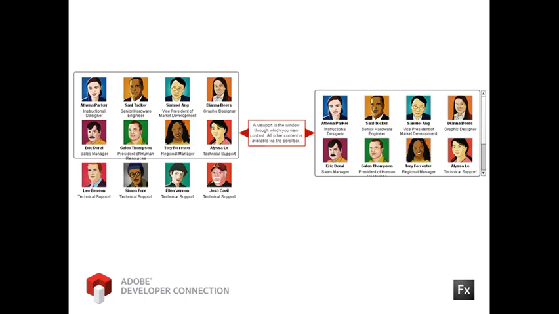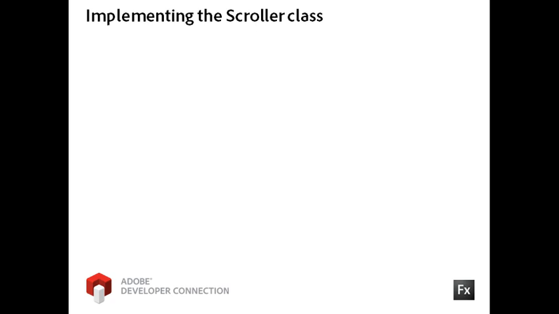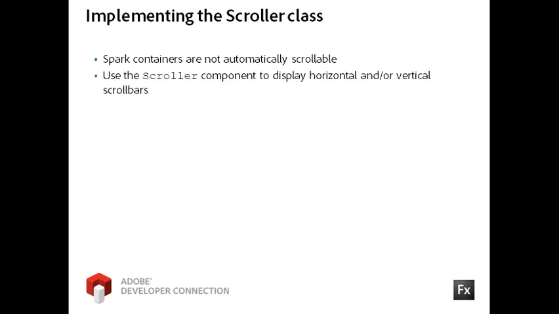The left side of this schematic illustrates some employee content and a possible viewport in gray for that content. The right side of this schematic shows the implemented viewport with a vertical scroll bar. You may have noticed that the Spark containers are not automatically scrollable. You must use the Spark Scroller component to display horizontal and/or vertical scroll bars.